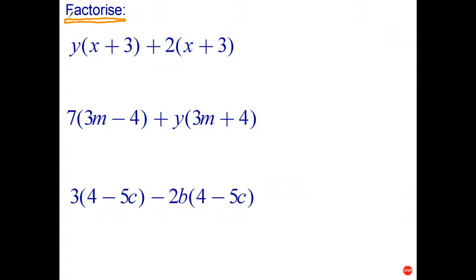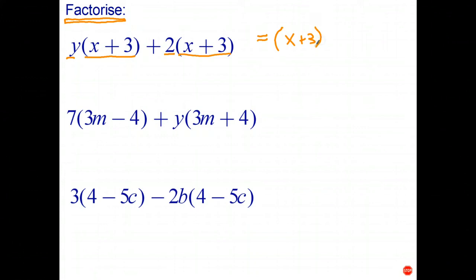Now here's the secret. Factors are multiplied. So what are the two things that are multiplied together in this term? Well, there's the multiply sign between the y and the bracket. We're multiplying y times x plus 3. In this term, we're multiplying 2 times x plus 3. We need to take out the highest common factor. Well, y or 2 aren't common factors. The common factor between these two terms is the x plus 3 in brackets.